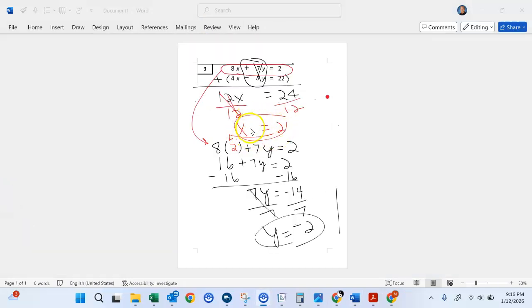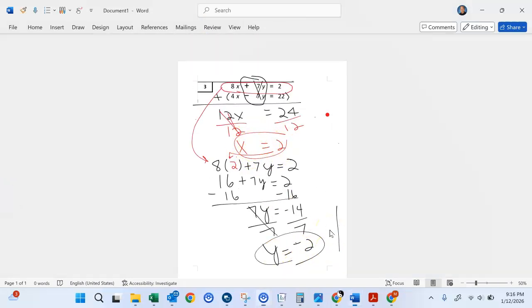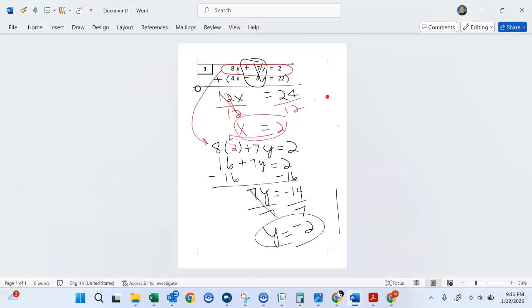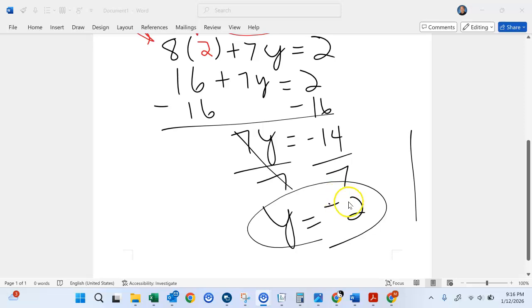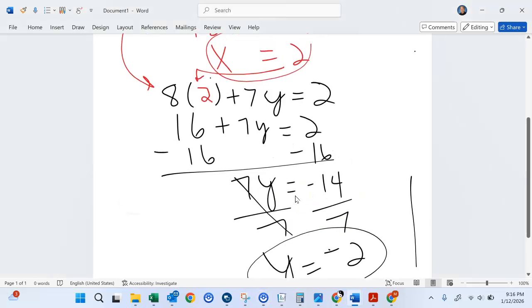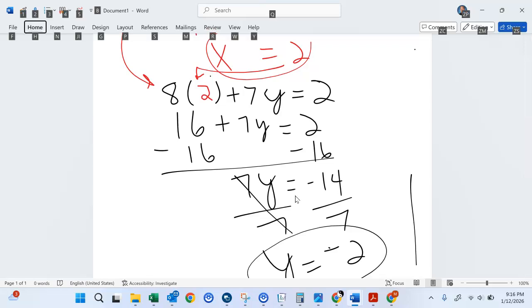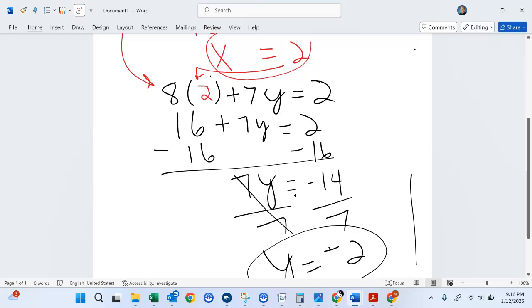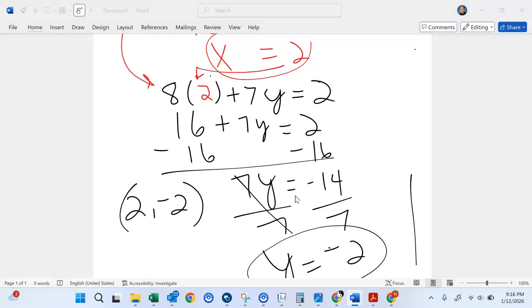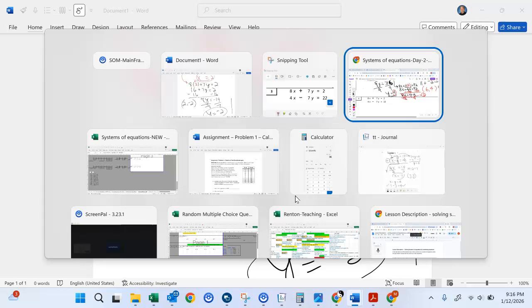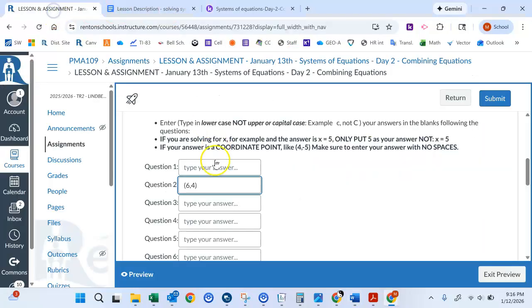Okay, so the x is going to be equal to 2, the y is negative 2, so that means the solution is going to be 2 and negative 2. So our solution is going to be 2 comma negative 2. So I'm going to put that into Canvas. For number 3, parenthesis, 2 comma negative 2 parenthesis.